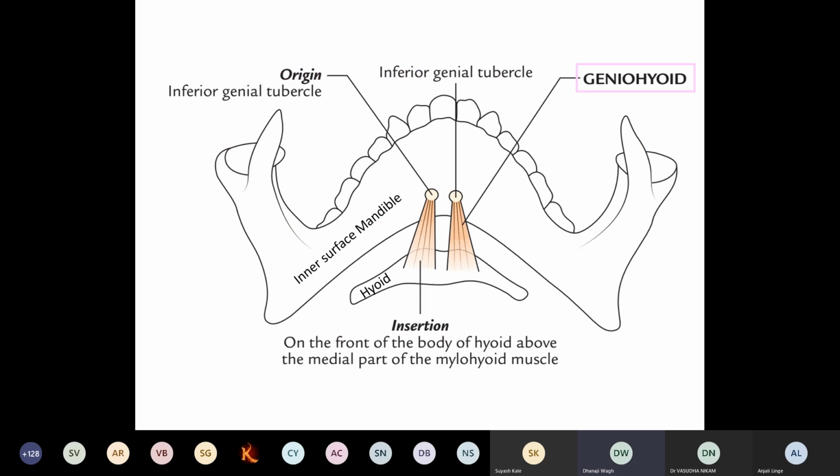Now see one by one, the first muscle, the geniohyoid. In the earlier demo we saw the mandible. On the inner surface of the mandible, near the symphysis menti, there are the genial tubercles, superior and inferior. From the inferior genial tubercle, the geniohyoid muscle arises and goes to the hyoid bone, on the front of the body of the hyoid, above the medial part of the mylohyoid muscle.